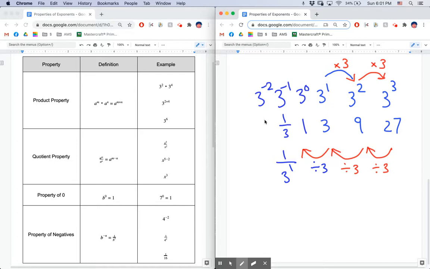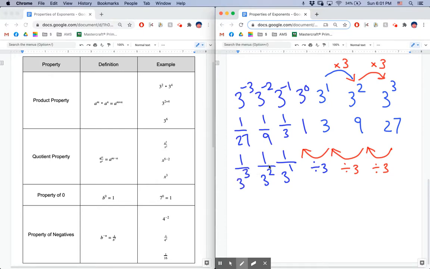3 to the power of negative 2: we're going to the left, so we take that 1/3 and divide it by 3. So 1/3 divided by 3 becomes even smaller. It's going to be 1/9. That can also be written as 1 over 3 to the power of 2. So again, 3 to the power of negative 2 becomes 1 over 3 to the positive 2. All right, let's do one more. 3 to the negative 3, same thing. We're taking that 1/9 and dividing it by 3 again. So 1 over 27 can also be written as 1 over 3 to the positive 3.